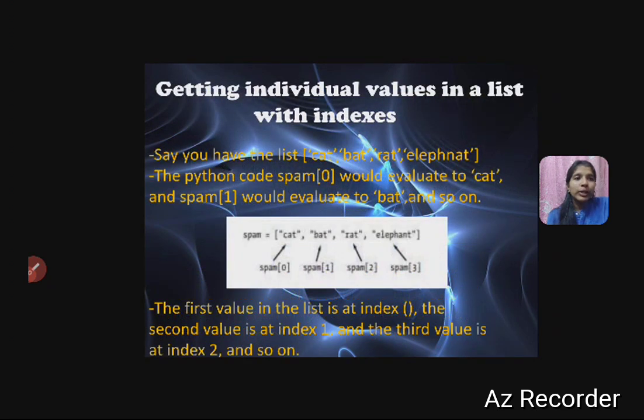Getting individual values in a list with indexes. Say you have the list cat, bat, rat, elephant. The Python code spam[0] would evaluate to cat and spam[1] would evaluate to bat and so on. So here is an example where you can see how the indexes have been assigned. The first value in the list is at index 0, the second value is at index 1, and the third value is at index 2, and so on.